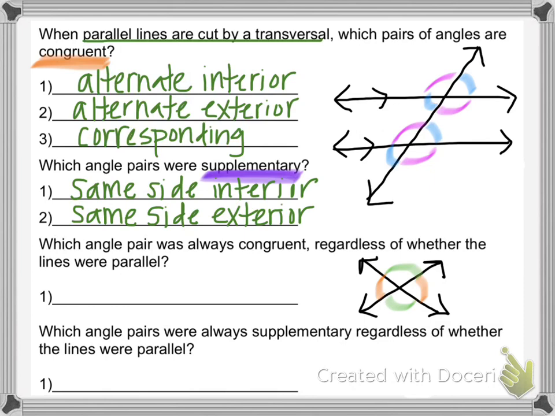Regardless of whether we had parallel lines and a transversal, the angle pairs that are always congruent, that we learned about before this unit, were vertical angles. So vertical angles would be like this angle and this angle, these 2 orange angles, or these 2 green angles right here. They're across from each other and they have the same measure.